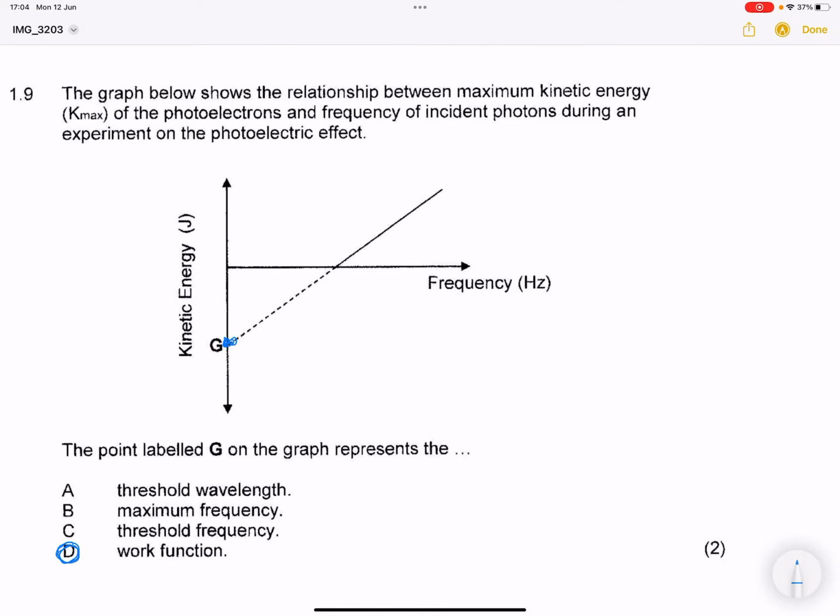Remember that work function is energy, so in that case, that would be minus the work function over there. Whereas right there at the x-intercept, this is where we get the threshold frequency. That is what we get over there.